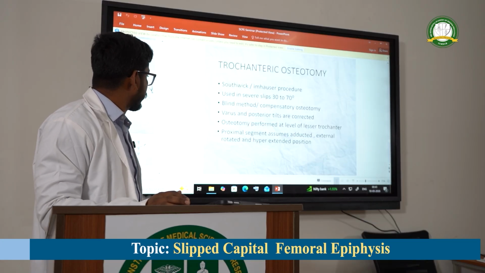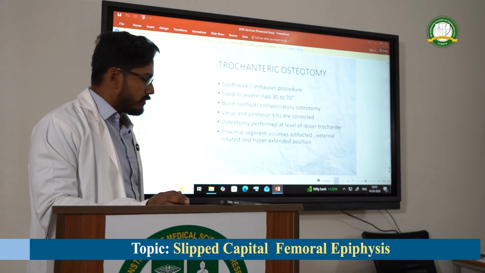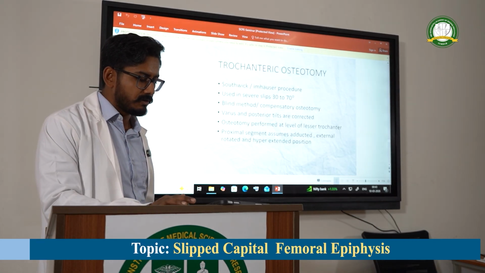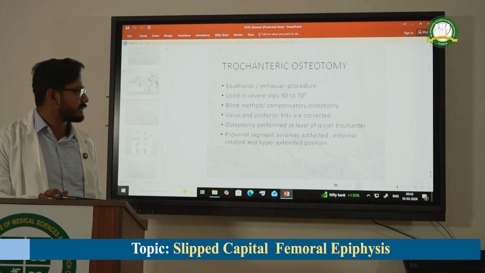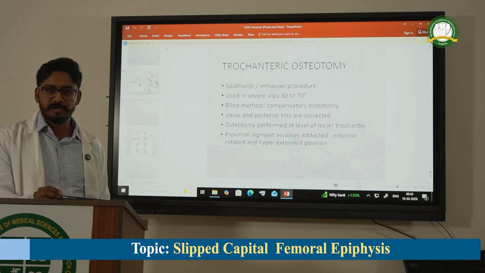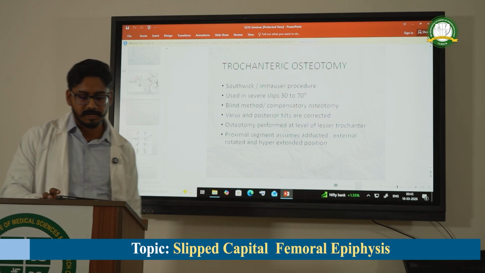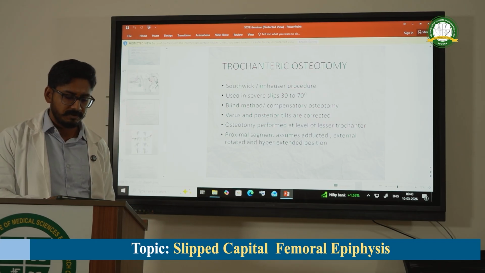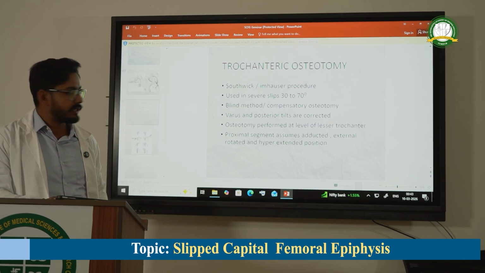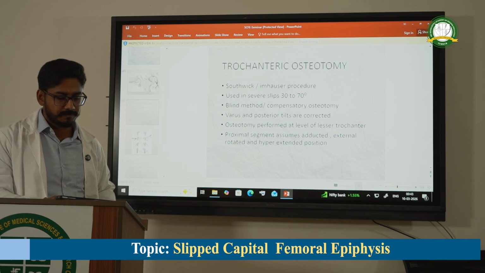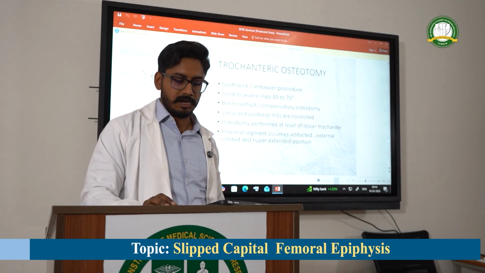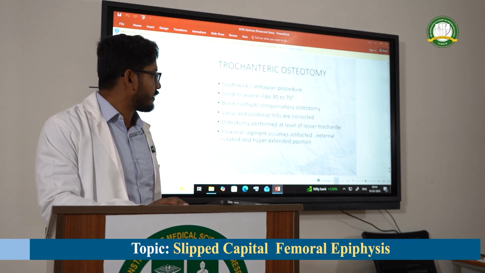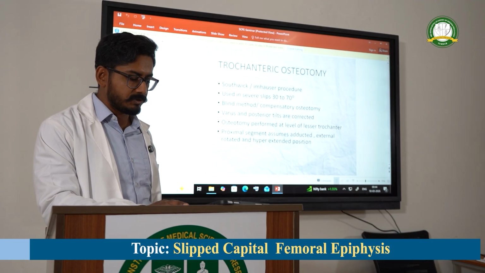Then coming to trochanteric osteotomy. There are 2 methods, Southwick and Imhauser procedure. It is used in severe slips from 30 to 70 degree of slip of Southwick angle. It is also a blind method, compensatory osteotomy. There will be varus and posterior tilt correction in this method. Osteotomy performed at level of lesser trochanter.